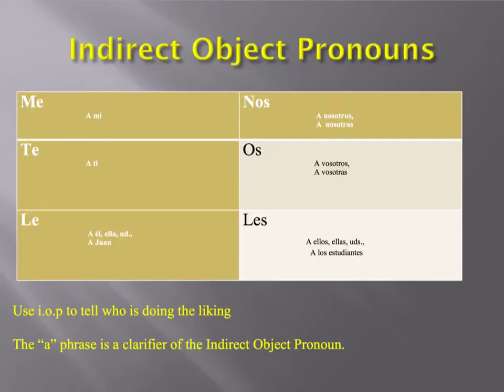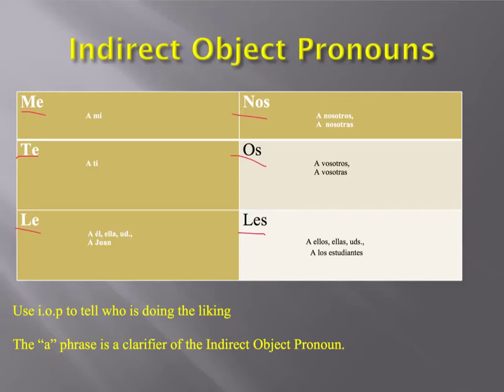In Spanish, we use indirect object pronouns to tell who is doing the liking. So as you look at your screen, you'll see that the indirect object pronouns are the things that are in big letters. So we have our me, te, le, nos, os, and les. You are going to need one of these things when you make your sentences for verbs like gustar.